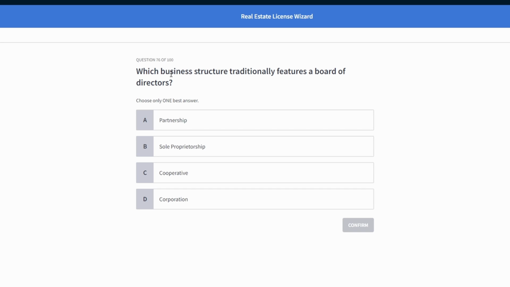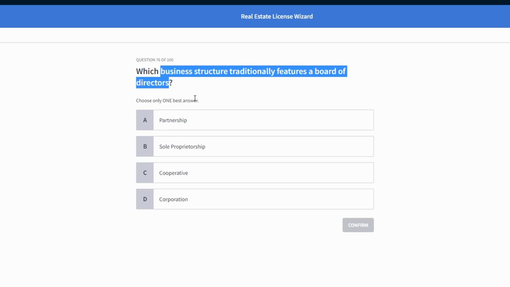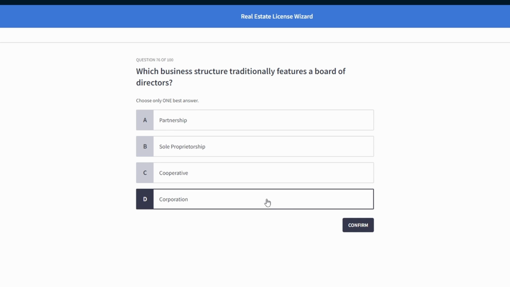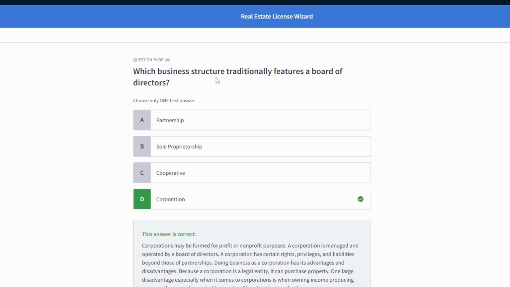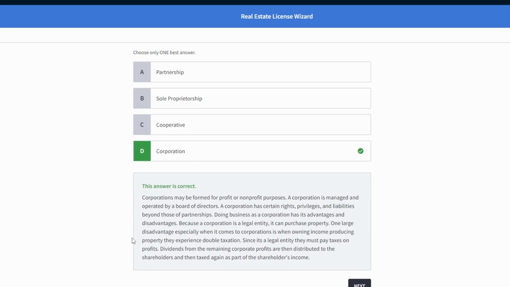Alrighty, so business structures, super important. You need to be aware of all of them for the exam. Business structure traditionally featuring a board of directors. When you hear board of directors, we know it's D, corporation. It could be formed for profit or nonprofit. But the big thing you need to know is, what is a corporation? Because a corporation is a legal entity, it can purchase property. Super, super important to know.